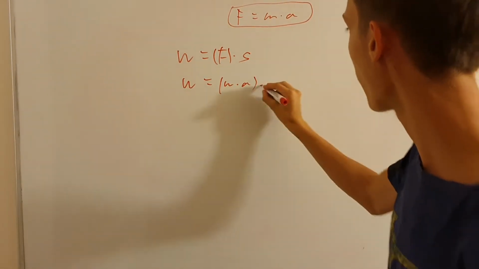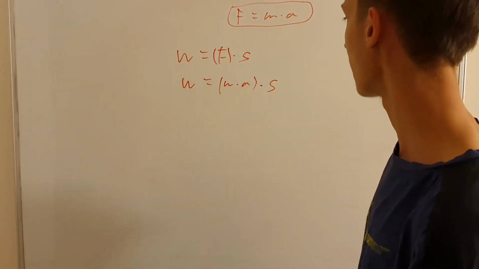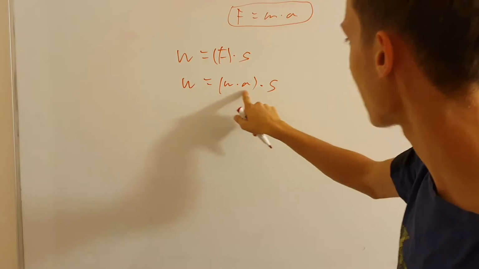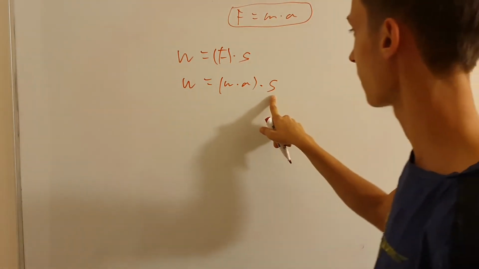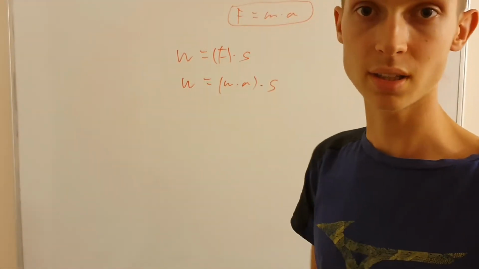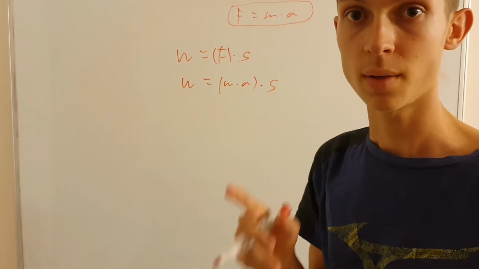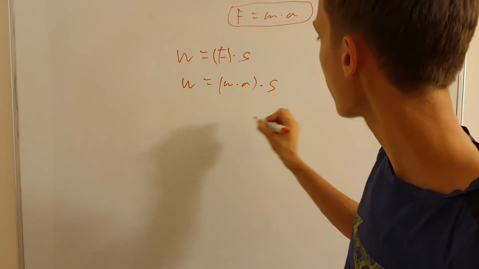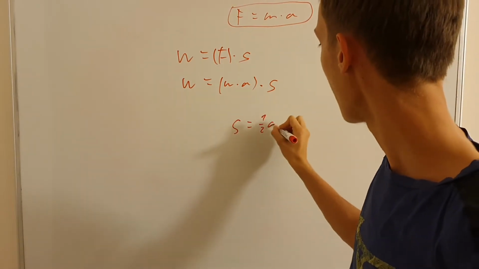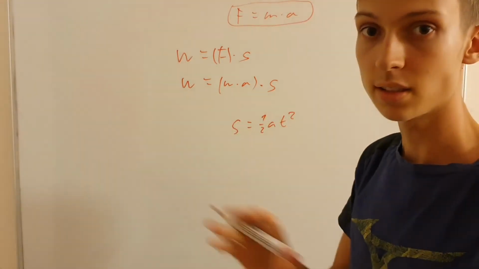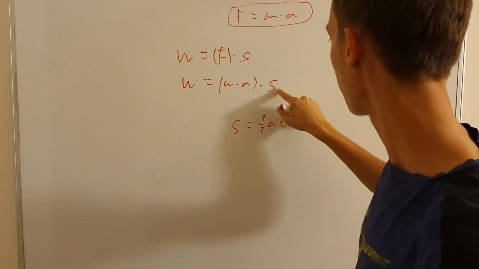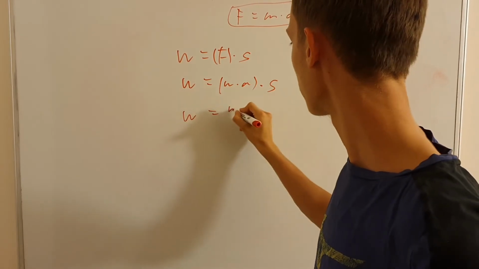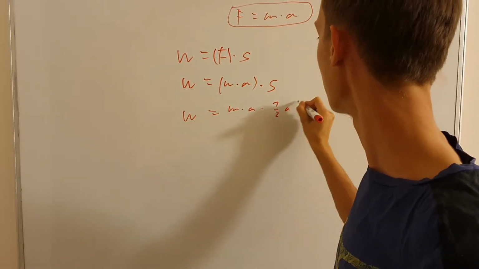With that out of the way, I can rewrite the rest that hadn't been changed. Now work is equal to mass times acceleration times distance. But now I can rewrite distance in terms of acceleration and time. How to do that? Well, S is equal to 1/2 a t squared. Therefore, this S can be replaced by 1/2 a t squared right here. W equals m times a times 1/2 a t squared.